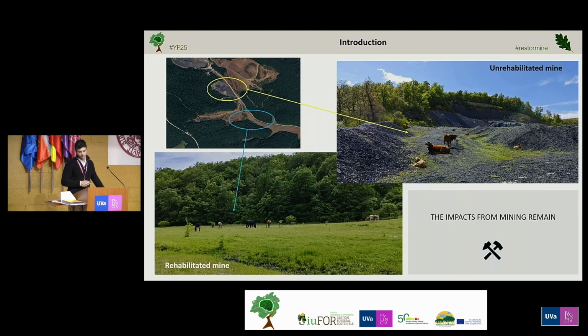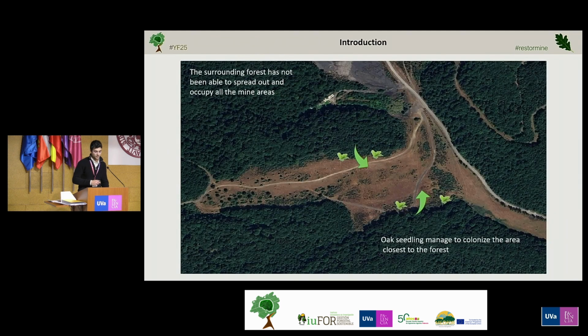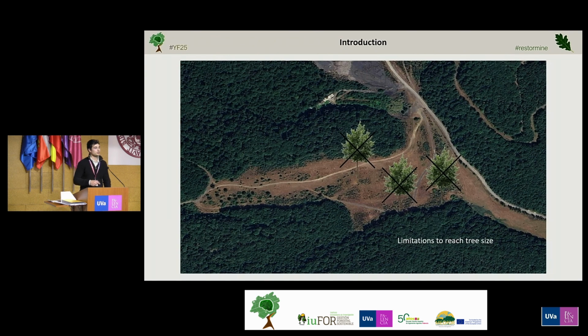However, the impacts from the mining remain. The surrounding forest has not been able to spread out and occupy all the mined areas. The oak seedlings managed to colonize the area close to the forest, but not the entire mine. In addition, these oak seedlings have serious limitations to reach tree size. In this context, we try to focus on the limiting factors for the oaks, on seed availability and seed characteristics for oak establishment in these mining spaces.